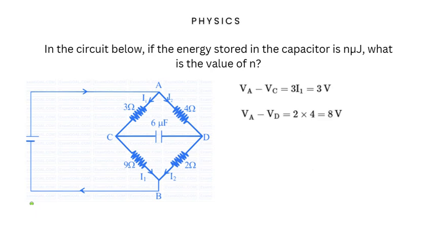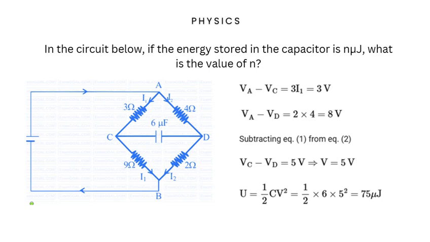VA minus VC equals 3 times I1 equals 3 volt. VA minus VD equals 4 times I2 equals 8 volts. Subtracting one equation from the other, voltage across the capacitor equals VC minus VD equals 5 volts. Therefore, electrical energy stored in the capacitor equals half CV square equals half into 6 into 5 square equals 75 microjoules. Therefore, N in the question is equal to 75.